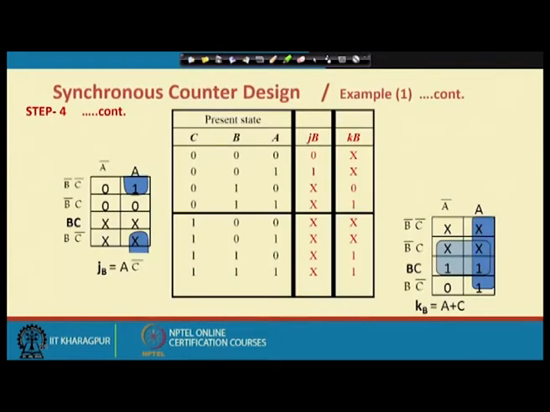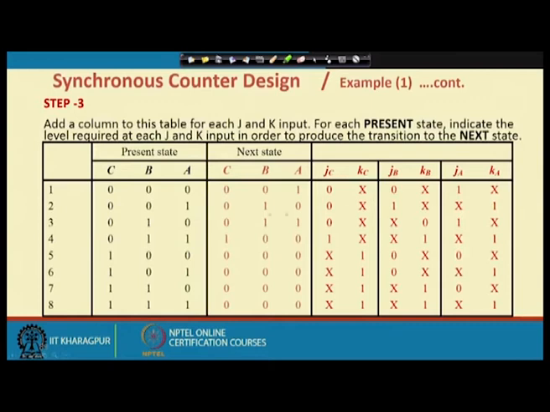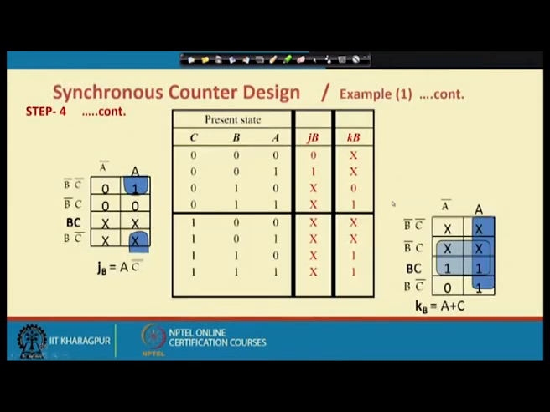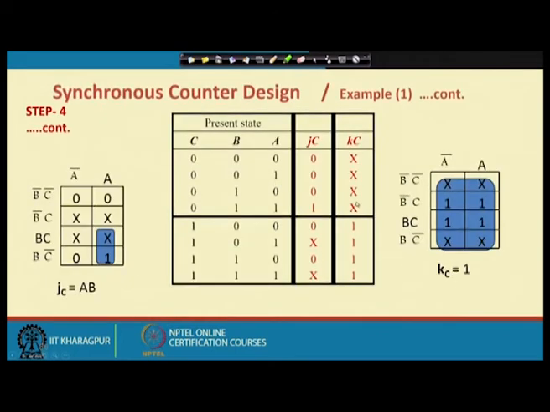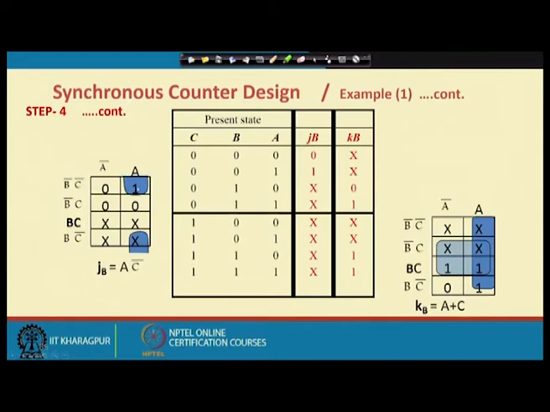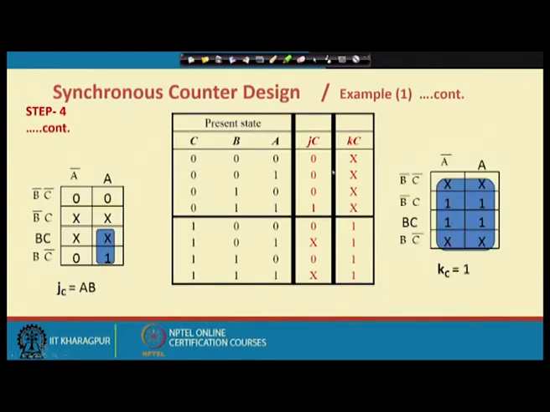Similarly, for the B bit, J B and K B are to be derived. Here also we do the same thing: from this big table, you just take out the present state, these 3 bits, and the J B K B columns. We are just rewriting it here, and then you do a logic minimization by means of Karnaugh map. So, you see that the function we are getting is J B equal to A C bar and K B equal to A plus C, and the same thing we do for the C flip flop. Again we take out the present state and the J C K C columns, draw the truth table, make the Karnaugh map and do minimization, and J C turns out to be A B and K C turns out to be 1.